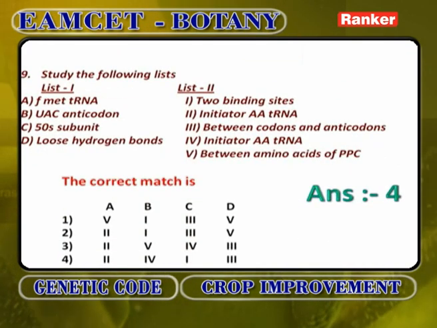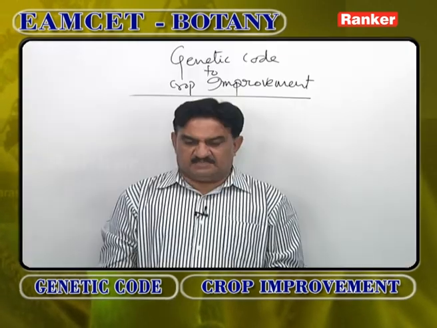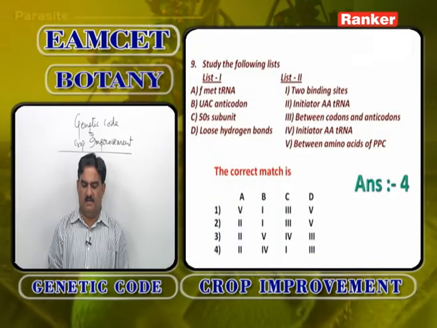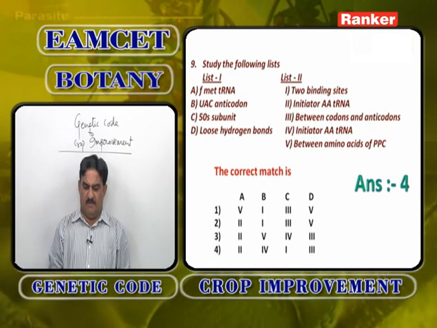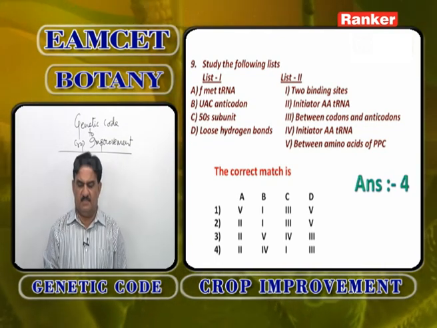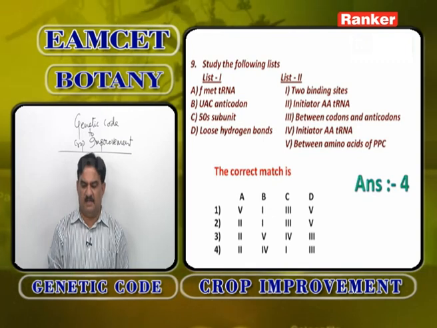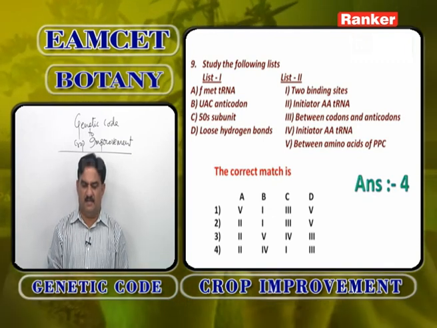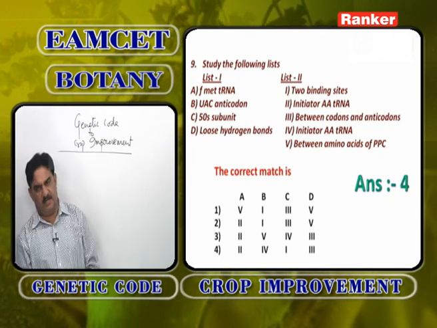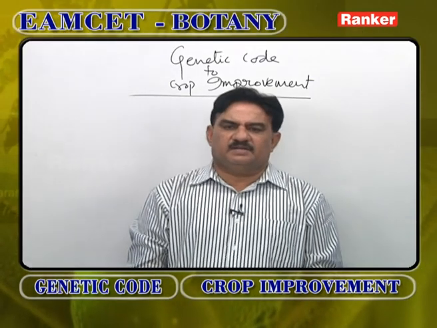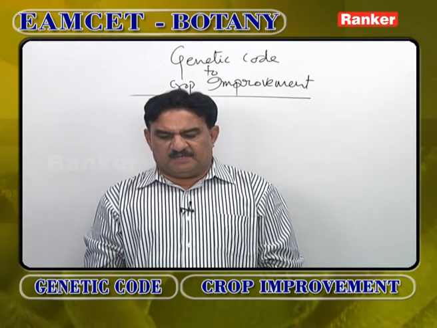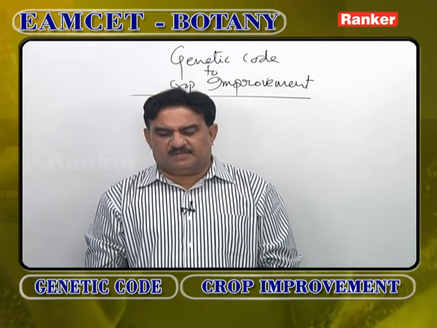Study the following list. It is a matching one. These are all for protein synthesis and the genetic code. Formyl methionine tRNA, UAC anticodon, 50S subunit, loose hydrogen bonds, two binding sites, initiator aminoacyl tRNA, and amino acid with tRNA between codons and anticodons, initiator amino acid tRNA, and between amino acids of the polypeptide chain. A2: formyl methionine tRNA is the initiator aminoacyl tRNA. It is always methionine in Escherichia coli, where the amino group is replaced by a formyl group, so it is called formyl methionine tRNA.